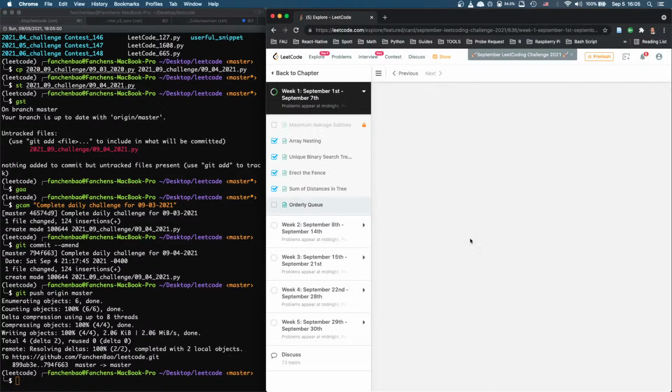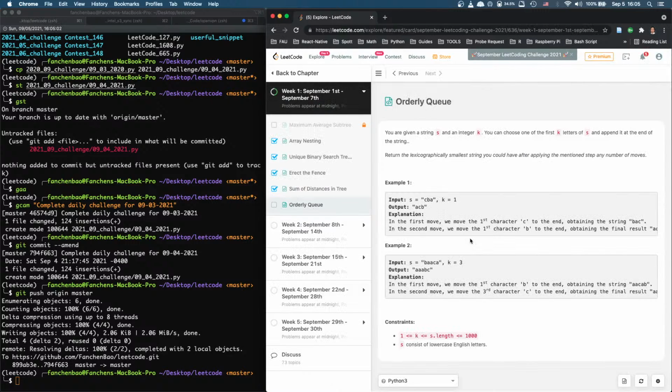Orderly queue. You're given a string s and an integer k. You can choose one of the first k letters of s and append it at the end of the string. Return the lexicographically smallest string you could have after applying the mentioned step, any number of moves.